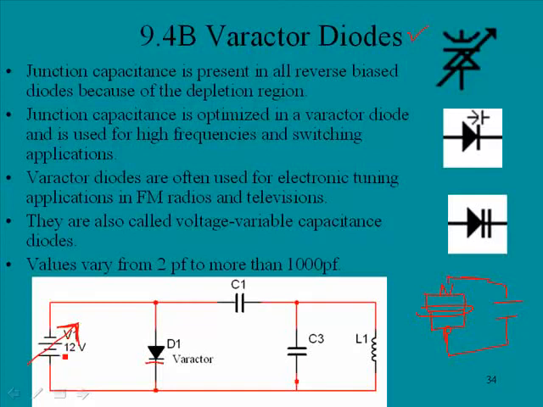And as the voltage is varied here, the capacitance across the Varactor is going to vary. So this device is used in a reverse bias condition, and it is used as a variable capacitance, and it is optimized again for high frequencies and junction capacitance.